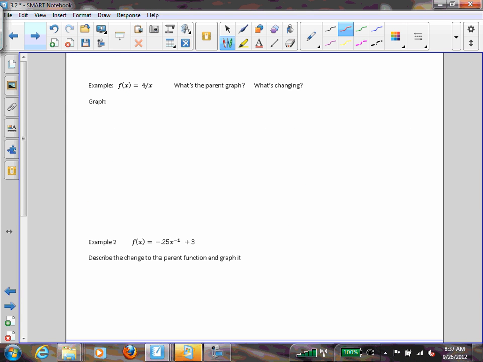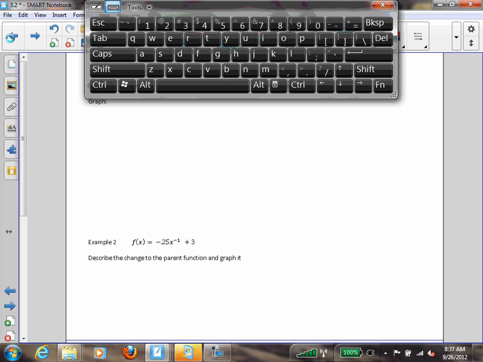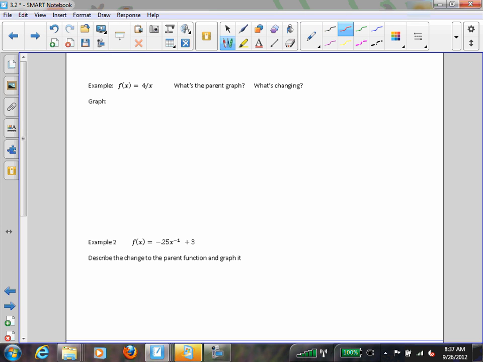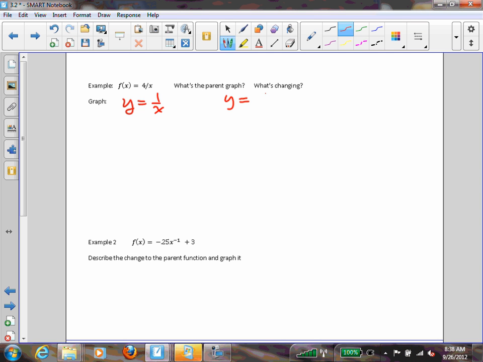Yes, Alex? Yes. Only the horizontal. Okay, you want to write this with respect to the parent graph. So the parent graph for this is y equals 1 over x. That's what the parent graph is, because it's a rational function. So what we're doing is we're saying y equals 4 times 1 over x.